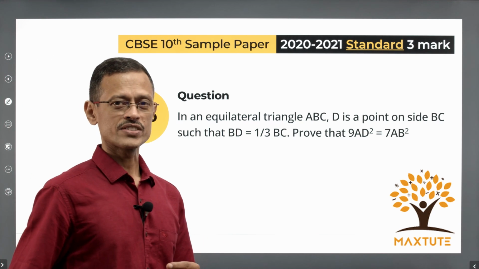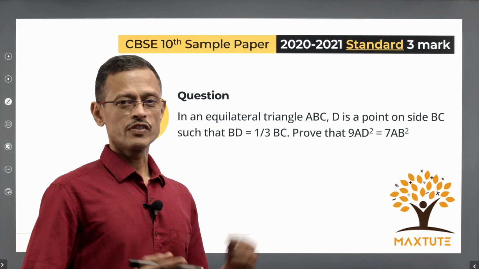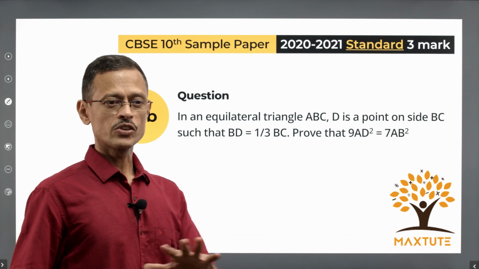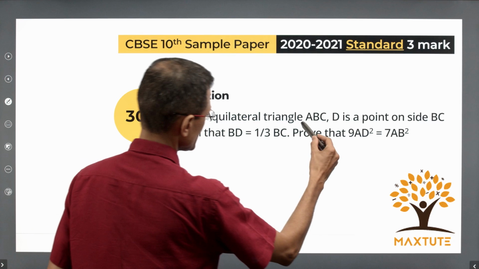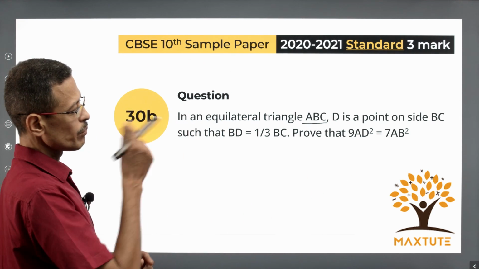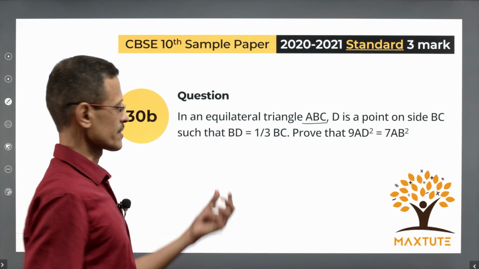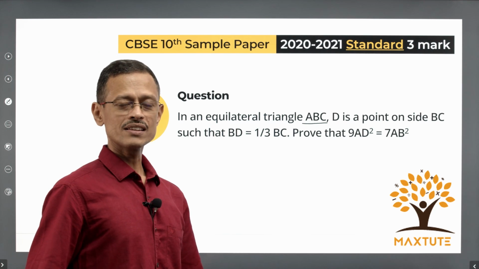It had an internal choice. We did a separate video for the first part. This video comprises the solution only to the second part. Let's take a look at the question. In an equilateral triangle ABC, D is a point on side BC such that BD equals 1/3 of BC.